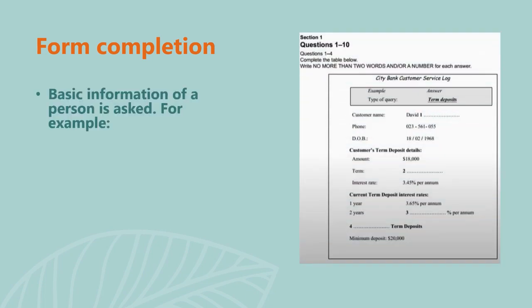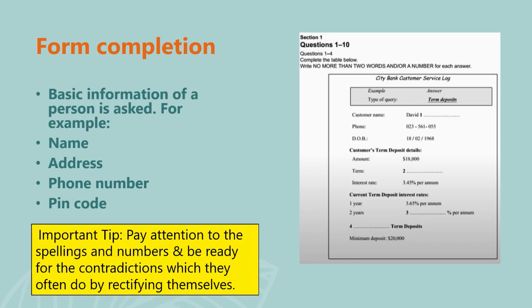Form completion. Basic information of a person is asked, for example, name, address, phone number, PIN code. Important tip: pay attention to the spellings and numbers, and be ready for the contradictions which they often make by rectifying themselves.